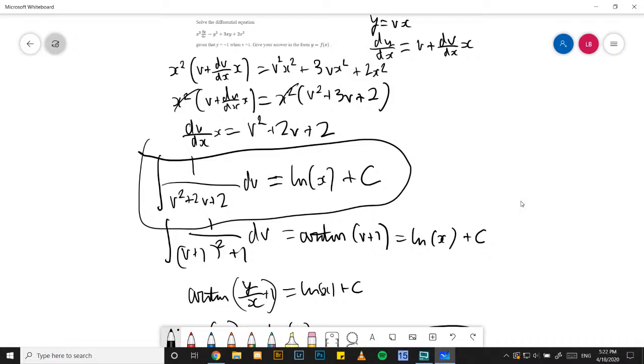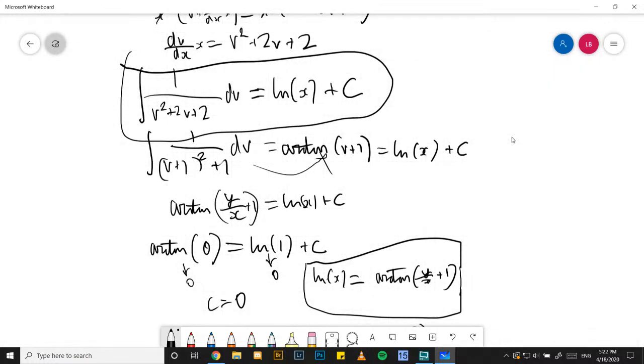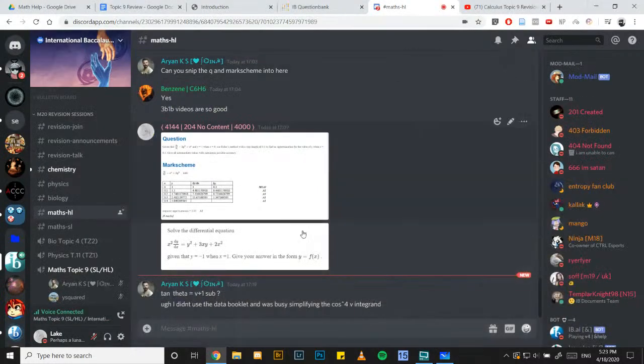Because solving the integral of 1 over v squared plus 2v plus 2, that's hard. And you need to recognize that you can make that into an arctan part, and that's really the hardest part of this question. Regardless, this is an 11 mark question, so you'll comfortably have about maybe 15 to 16 minutes to solve this question. That's quite a long time.